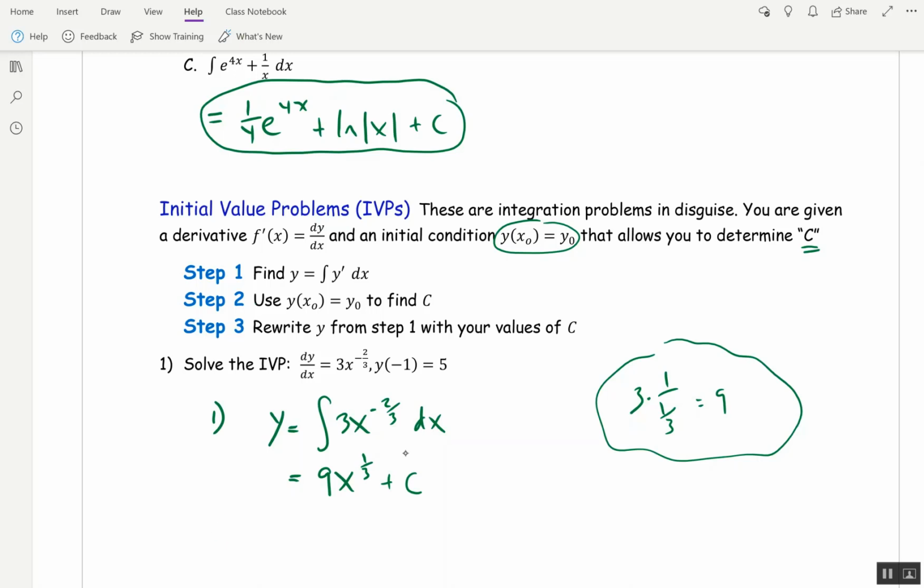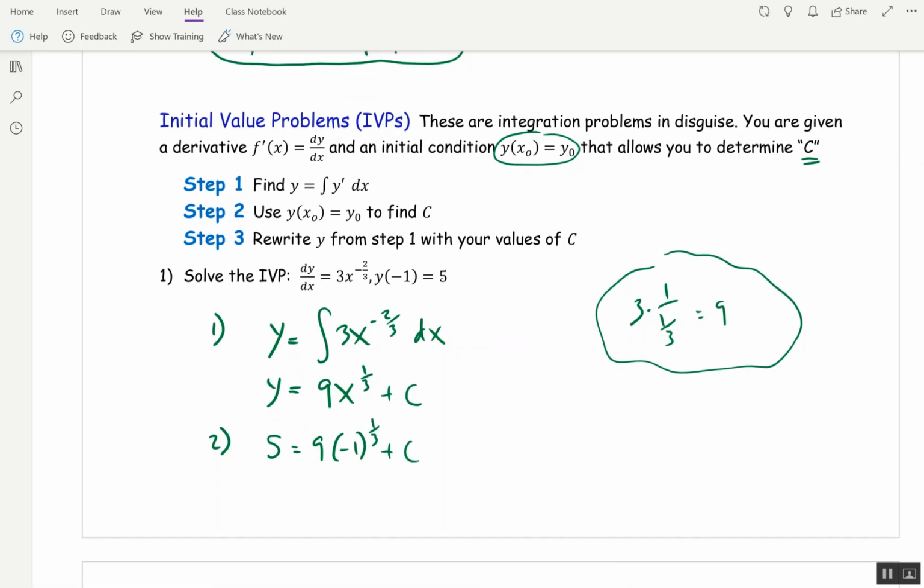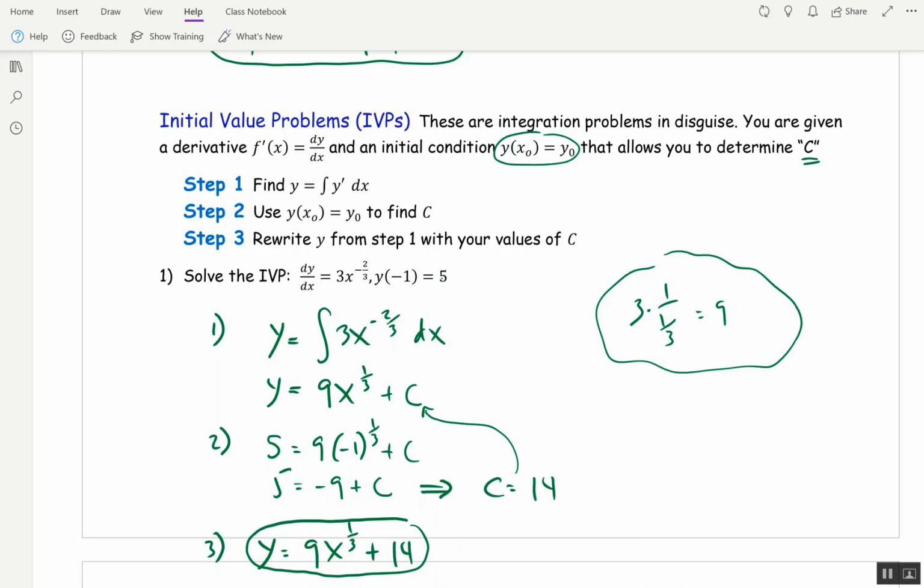Okay, so that's step 1. Step 2, find c. y of negative 1 is 5. So where you see a y, put in a 5. And wherever you see an x, put in a negative 1. Okay, the cube root of negative 1 is negative 1. So 5 equals negative 9 plus c. Add 9 to both sides. That implies c must be 14. Okay, step 3, take that c, put it back in here. So your final answer will be a function. y equals 9x to the 1/3 plus 14. So your answer is a function, y equals. That's why you need to have that y equals there.